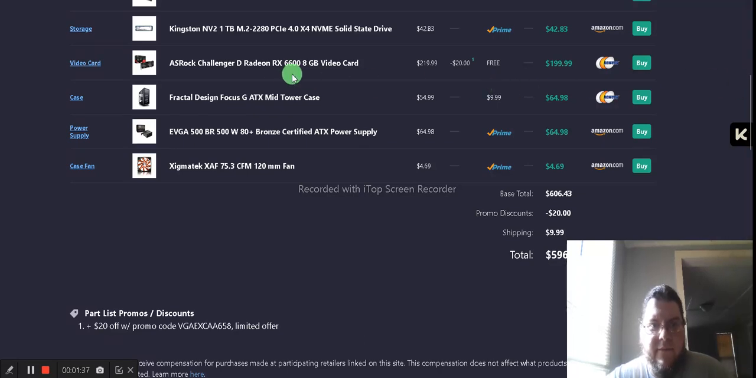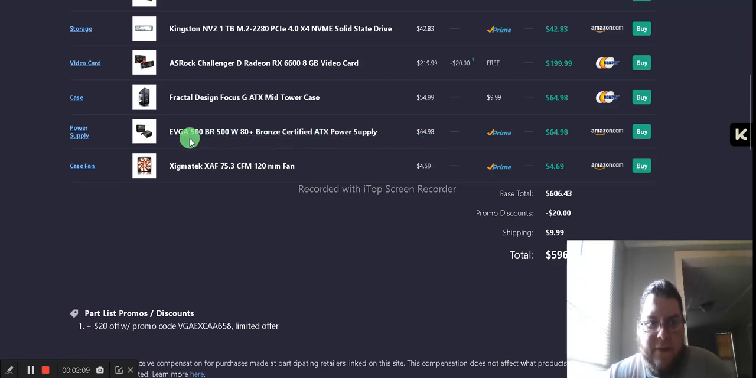Then we have the star of the show, the video card, which is an ASRock Challenger D Radeon RX 6600 8GB GPU. It's $220, but there's a $20 rebate, making it $199.99 from Newegg. For the case, we have the Fractal Design Focus G ATX Mid Tower case for $55 plus $10 shipping for a total of $65 from Newegg.